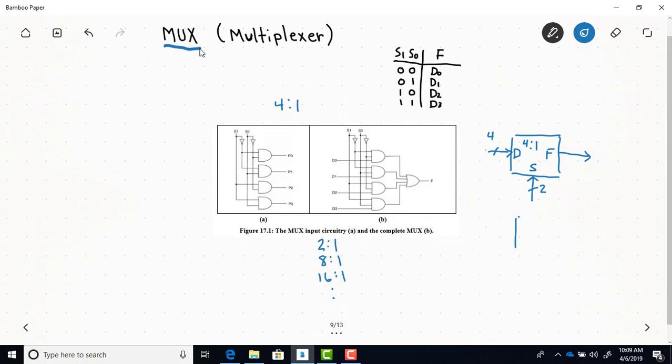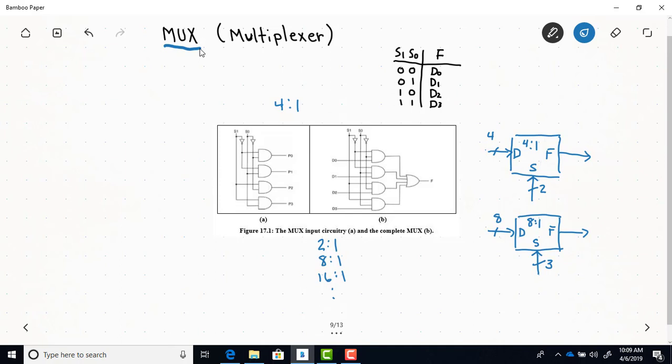If you have, say, an 8-to-1 MUX, well then you would have 3 select lines. Okay, because you need 3 select lines to have enough possible combinations to choose from these 8 inputs. And of course a 16-to-1 would have 4 select lines.